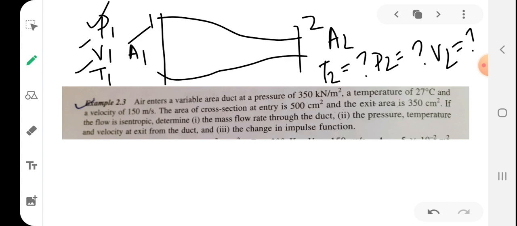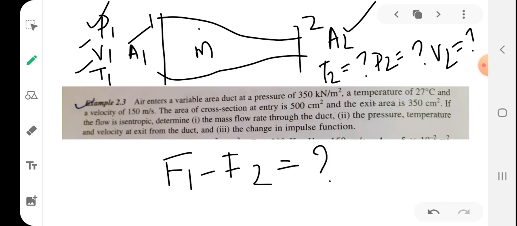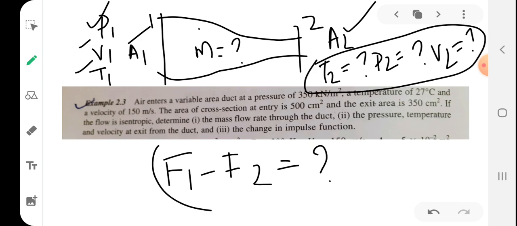Okay, so only A2 is given, and we have to find the mass flow rate m dot through the duct. The third one is the change in momentum, F1 minus F2, which is also to be found out. So m dot, all these three values should be found out, and this value also should be found out.